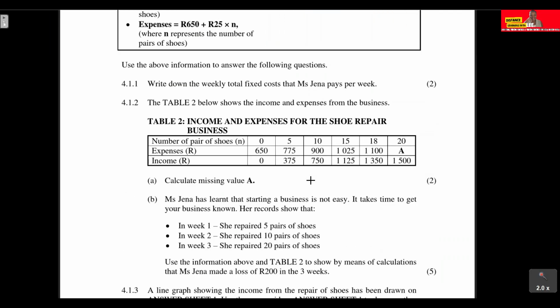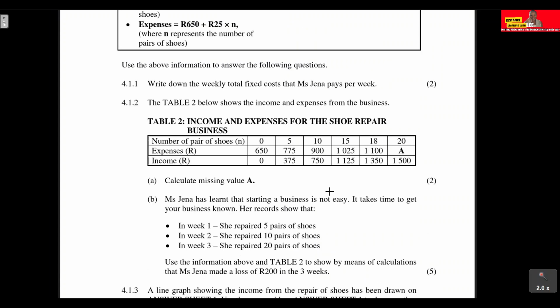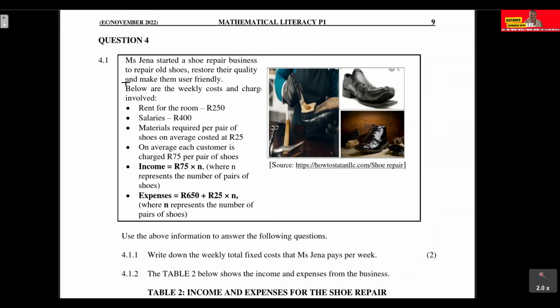We've got four questions that we're going to be going through, so please make sure that you pay attention. Let's get started. It says Miss Gina started a shoe repair business to repair old shoes, restore their quality and make them user-friendly. Below are the weekly costs and charges that are involved.